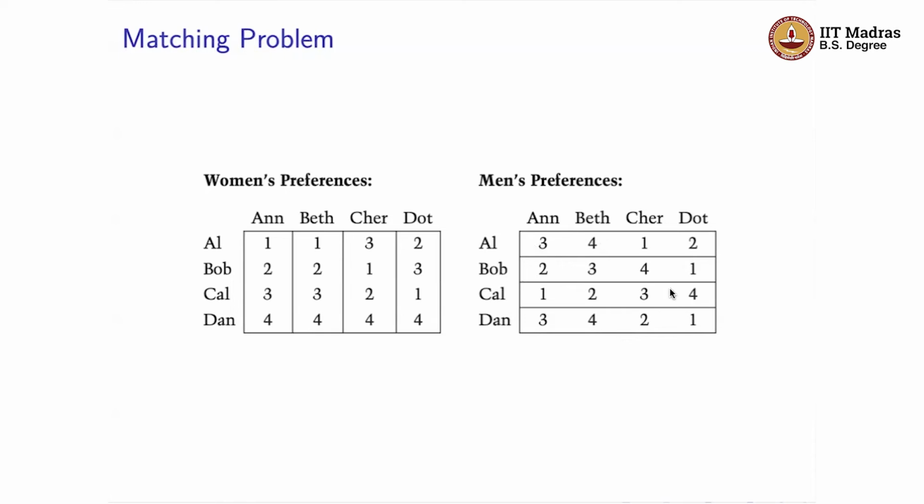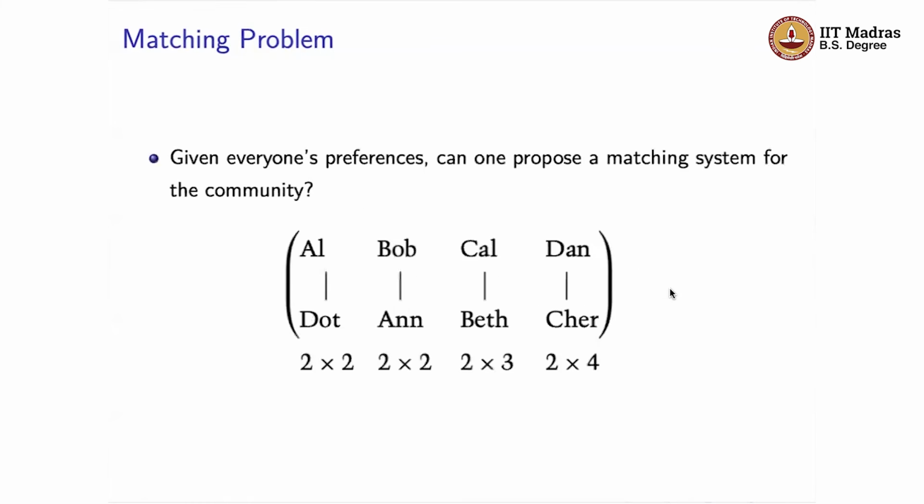So now we have 4 men and 4 women. We can think about different ways of pairing them up, right? So one such pairing that is possible is that you pair Al with Dot, Bob with Anne, Cal with Beth, and Dan with Cher. You can have different pairings. This is just one of the possible pairings, right?